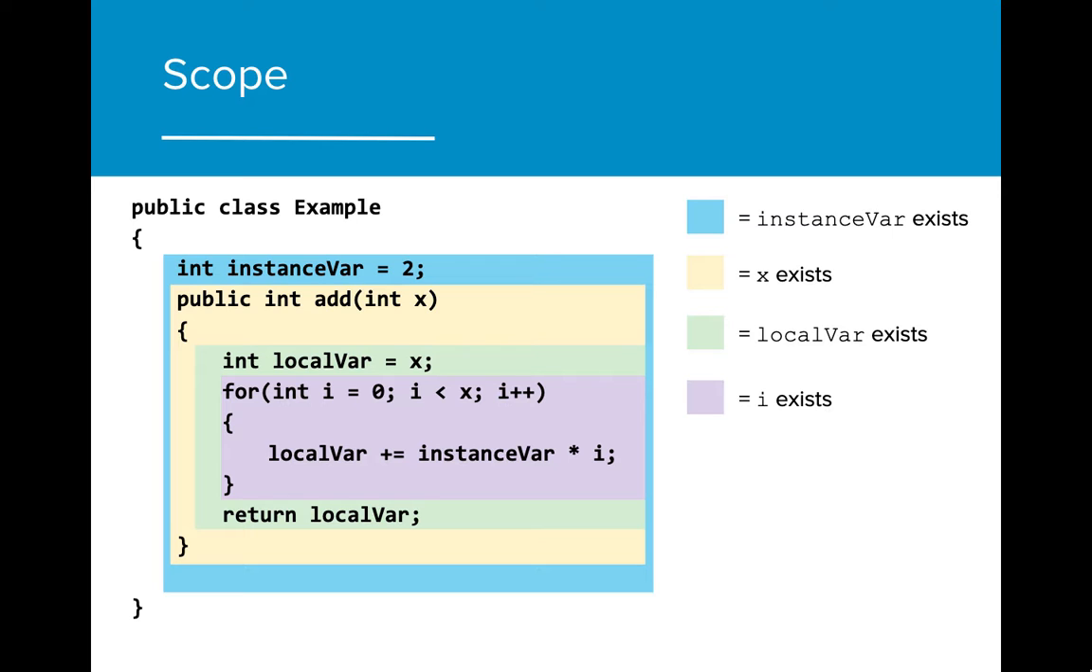Scope determines where in a program a variable exists. As we can see from this example, each variable exists in different contexts within the program, depending on where the variable is located. Generally, a variable exists only between the brackets it's initialized in.